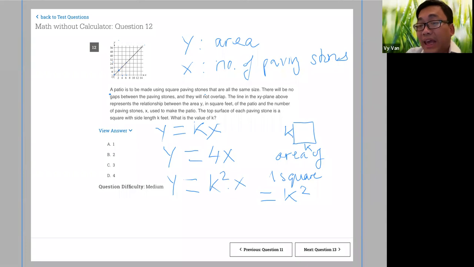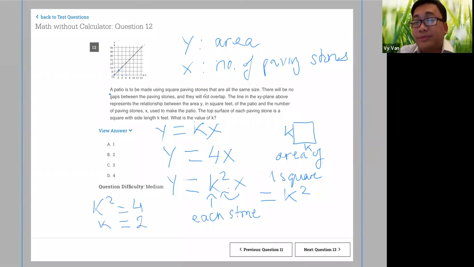Again, this is the area of each stone, and x is the number of stones. So the total area will be the total number of stones multiplied by the area of each stone. So y equals k squared x, but we also know that y equals 4x. So therefore, k squared equals 4. So k equals 2. Right there.